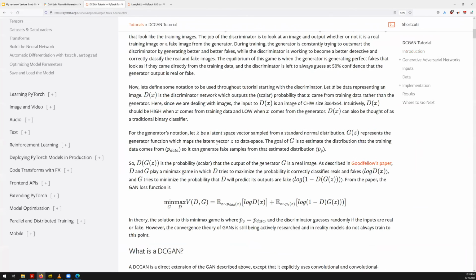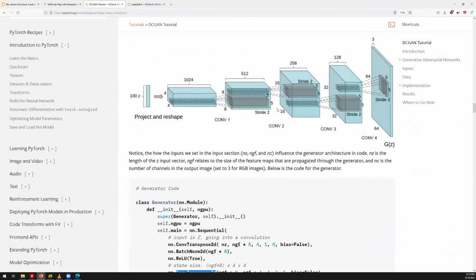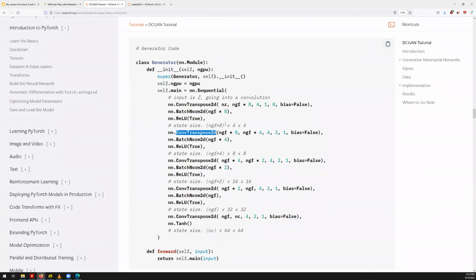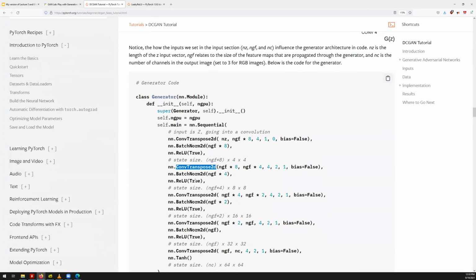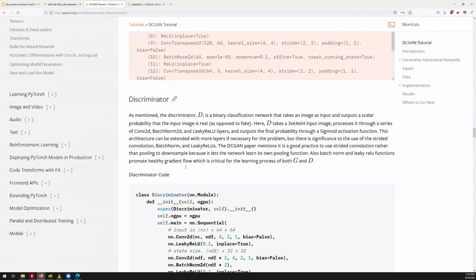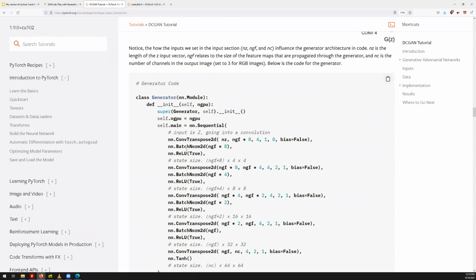So in this case, when you're generating, let's see, this is the same image here. When you're generating, you use ConvTranspose2d. Whereas in the discriminator, you just use Conv2d, because this is just like an image classifier, right? But for the generator you want to use a transpose version of it.